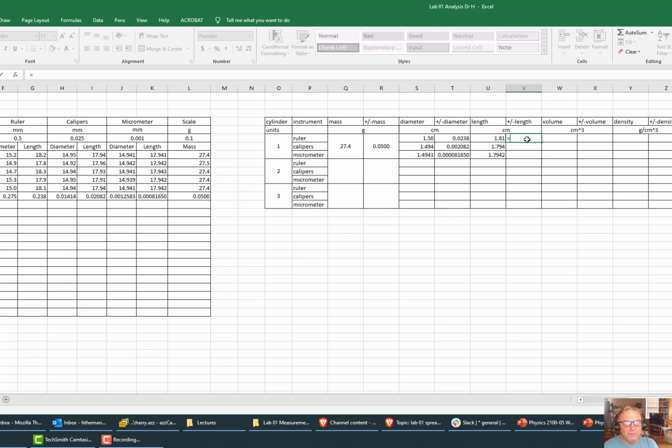Equals plus minus length for the ruler divided by 10 and equals plus minus the length for the calipers here divided by 10 and for the plus minus for the micrometer equals here divided by 10. Okay, so we have to get the proper number of sig figs, 3, 4, 5.